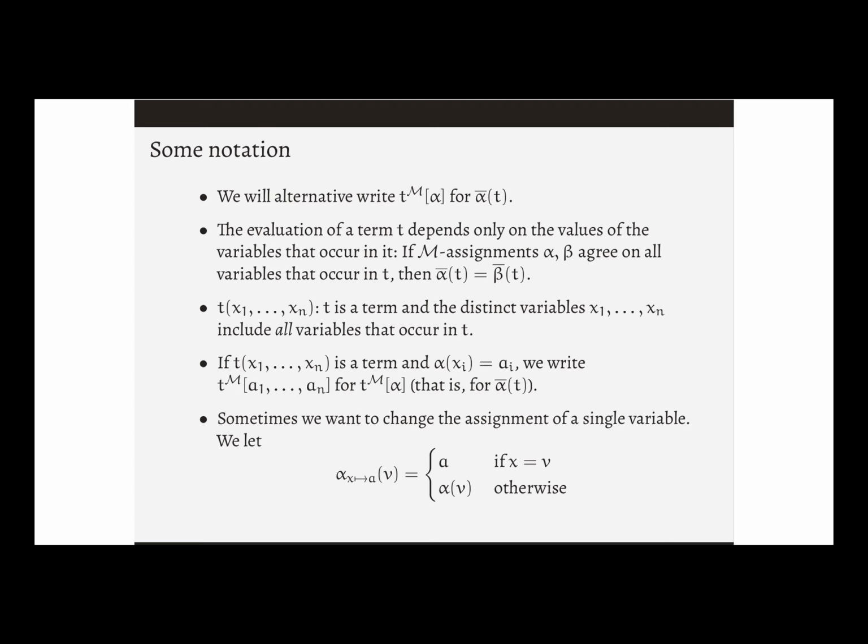One last notational thing. Sometimes we want to change the assignment of a single variable given an assignment alpha. That we denote as follows. We denote this assignment alpha[x to a]. This denotes the assignment where, if v is equal to x, we map this v to a, and just carry over the rest of the assignment for all other variables.